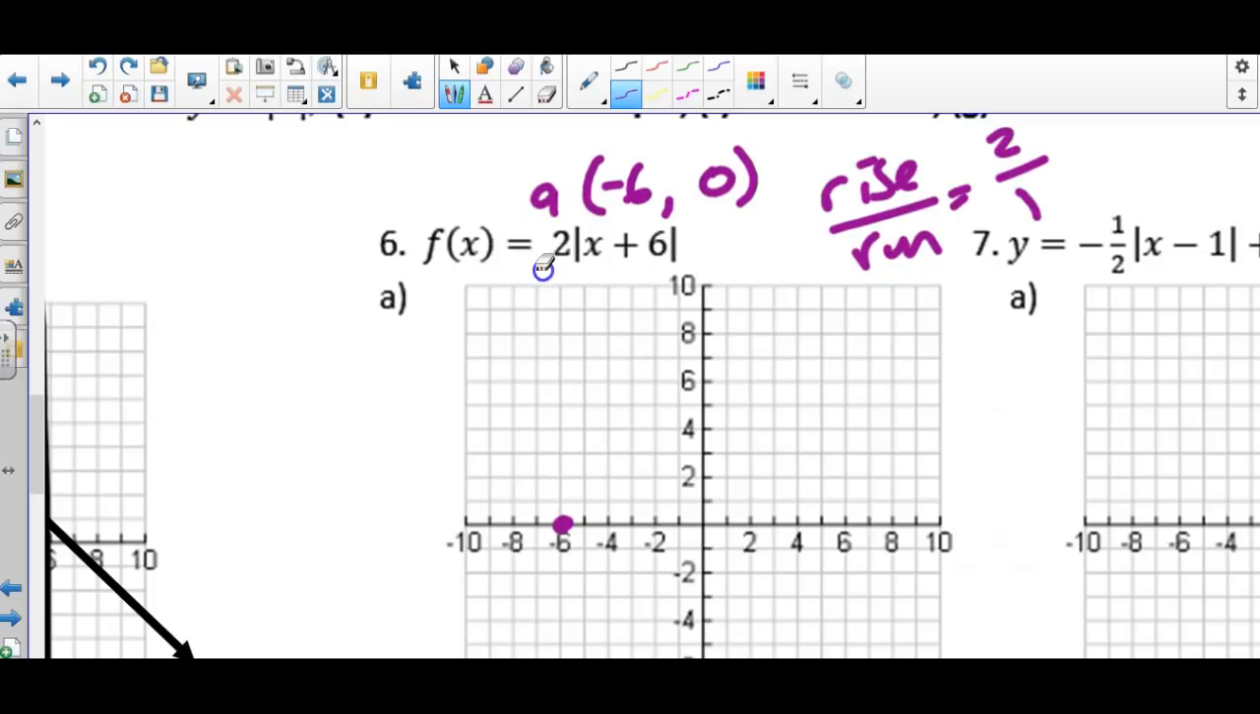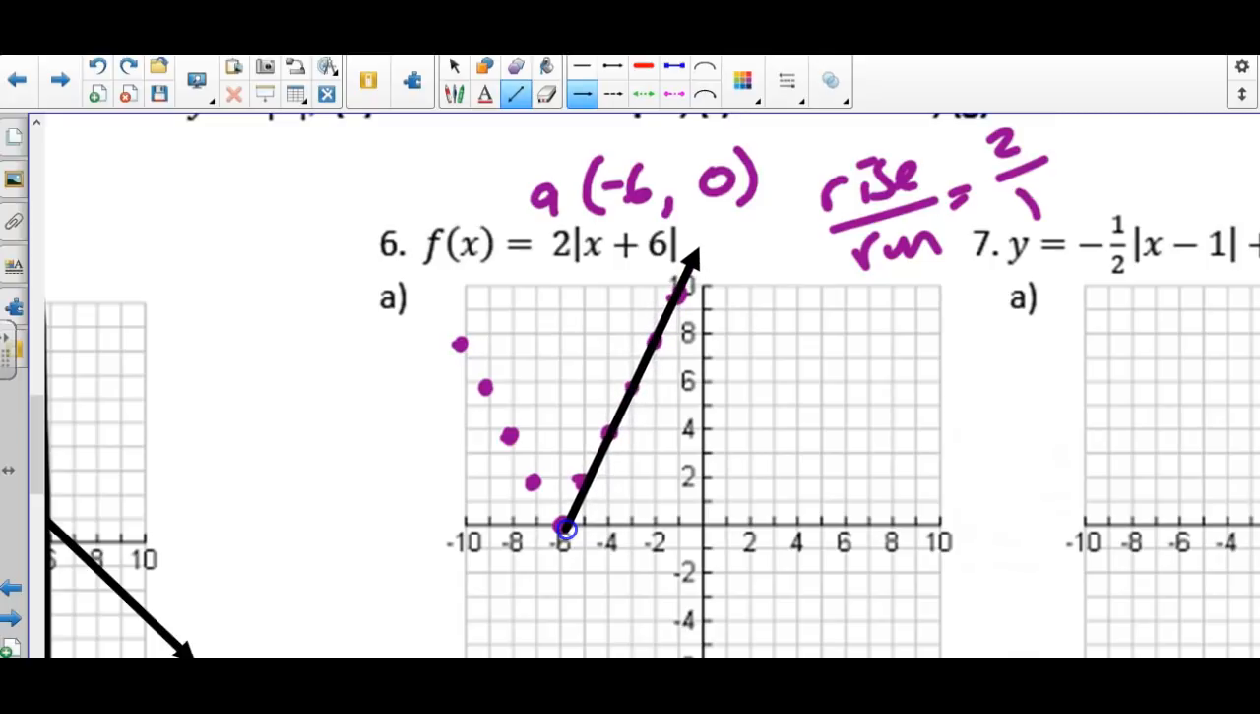We know it opens up because there's no negative, so I go up 2 over 1, up 2 over 1, rise 2, run 1, again and again. And you do it in the opposite direction as well. Now I use my tool to sketch my graph. There's my V.